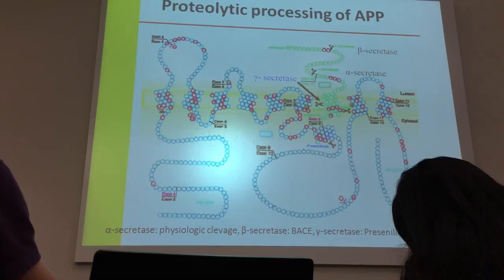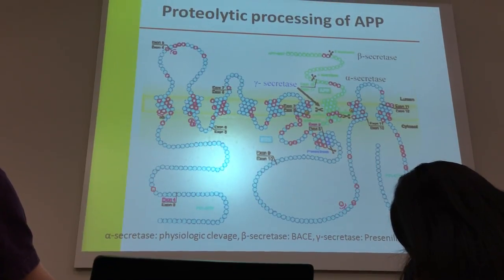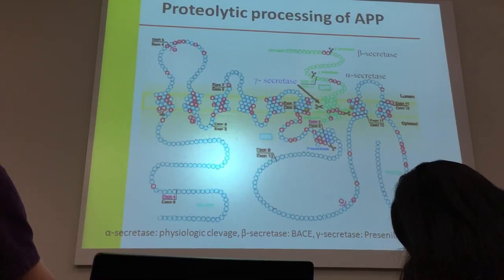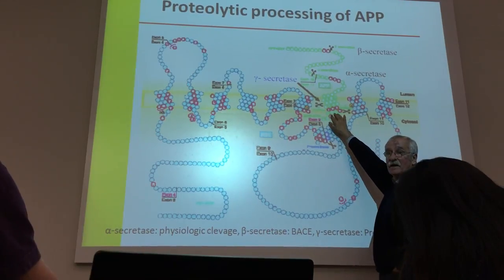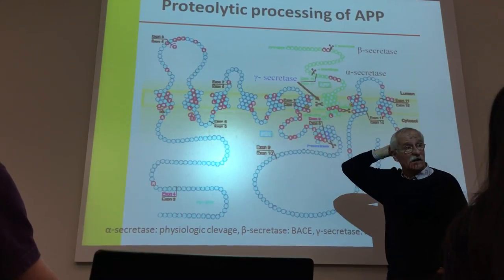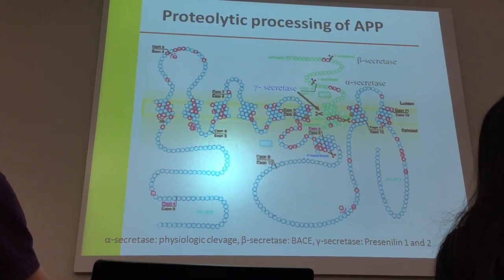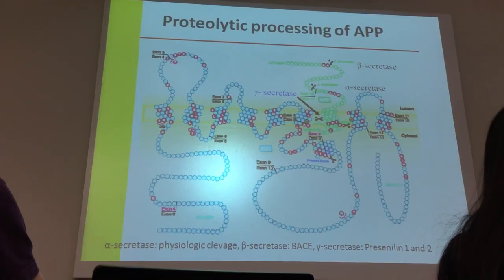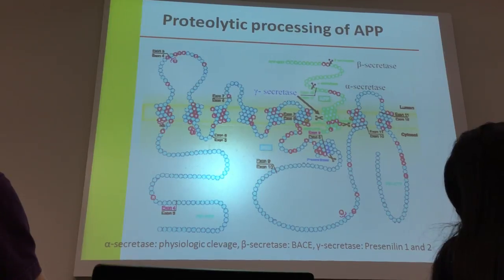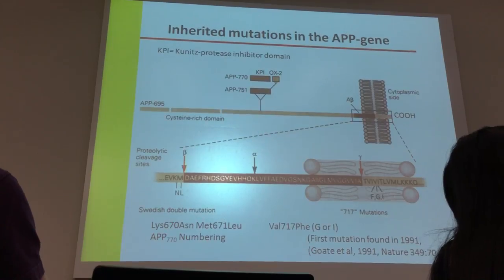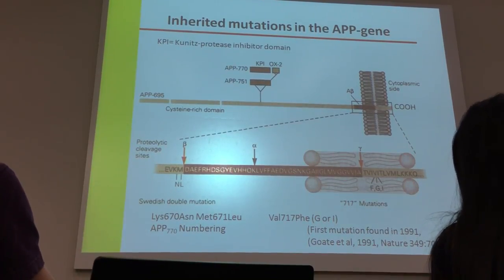And there are now in Alzheimer's disease, you see all these red things are mutations which have been found in different patients with familial forms of Alzheimer's disease. And these mutations can be either directly in the cutting domain, or they can be quite far away. But whenever these mutations are there, the molecule is changed in a way that it shifts the balance between alpha secretase cleavage versus beta plus gamma secretase cleavage. Those were the first cleavage sites which have been described.